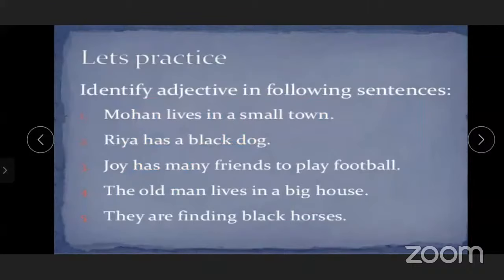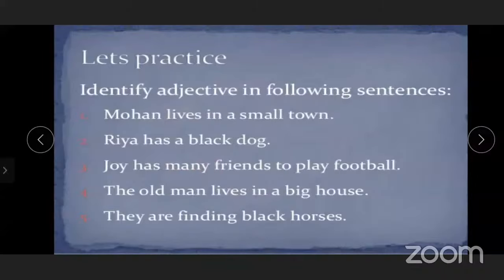So, practice. Identify adjectives in the following sentences. Mohan lives in a small town. So, small. Very good. Small is an adjective. Ria has a black dog. So here, black. Joy has many friends to play football.